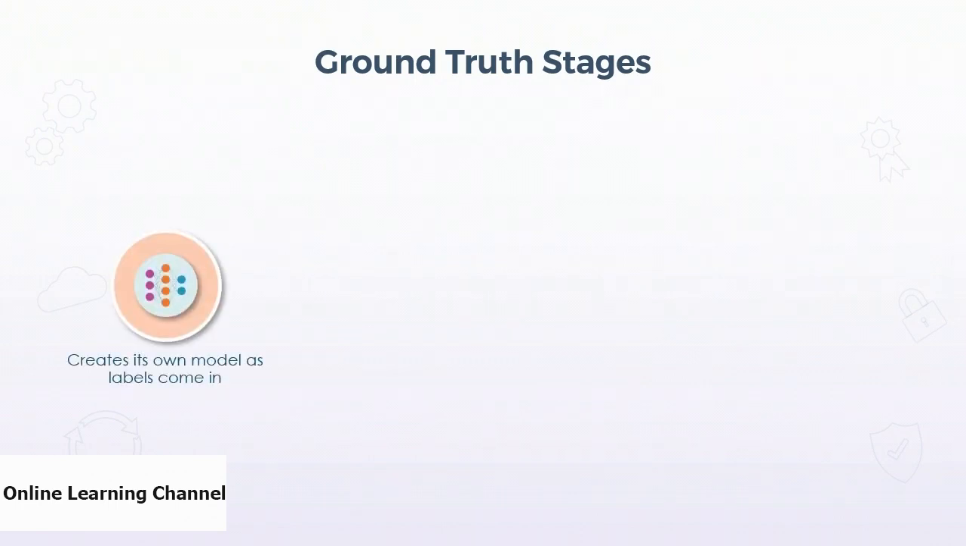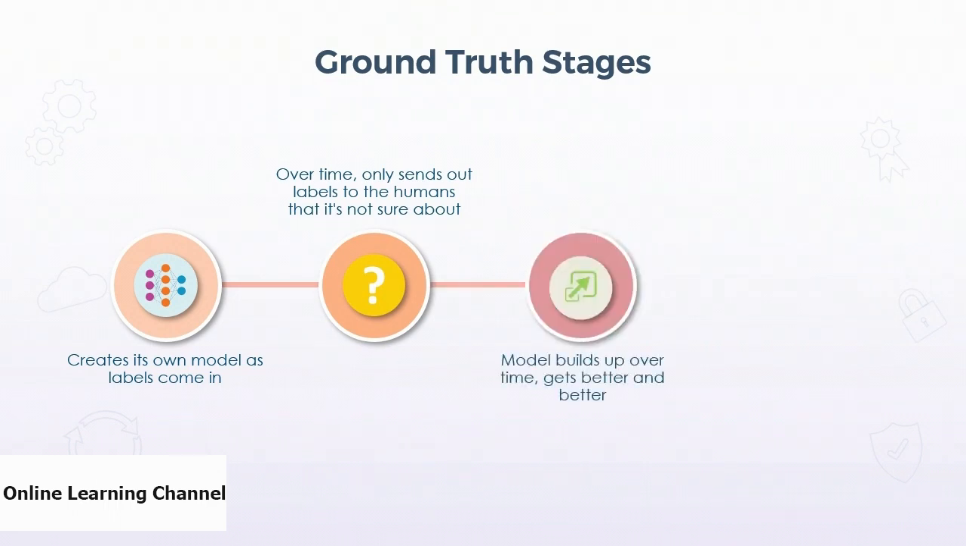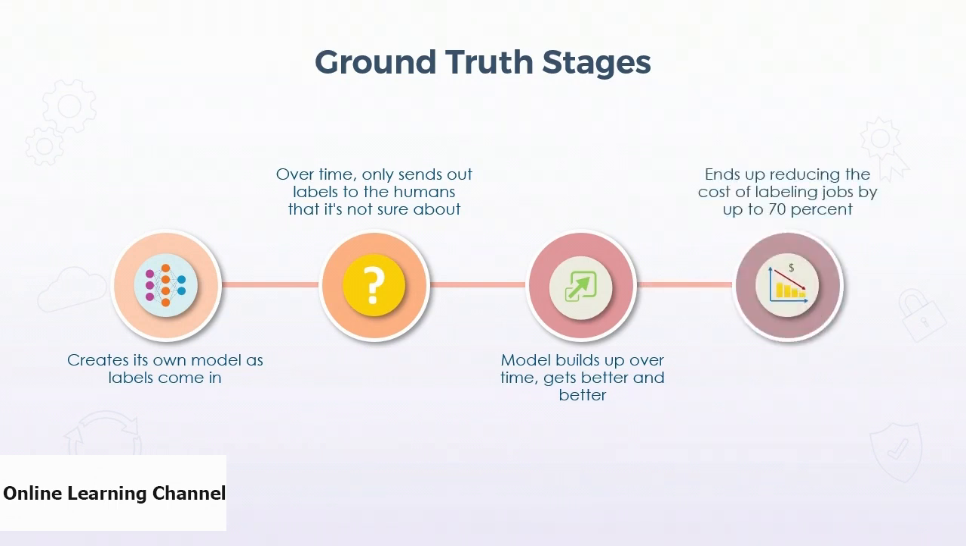But it's more than just managing the humans that label your data. The thing that sets Ground Truth apart is that it creates its own model as those labels are coming in. So this model is learning as it receives more and more labeled data from the humans, and over time it's only going to send out labels to humans that it is not sure about. As it gets more and more labels from the human labelers, it will create a model of its own and only the ambiguous cases will be sent out to humans for confirmation. So this model builds up over time and gets better and better. This ends up reducing the cost of your labeling jobs by up to 70%, which is very substantial.